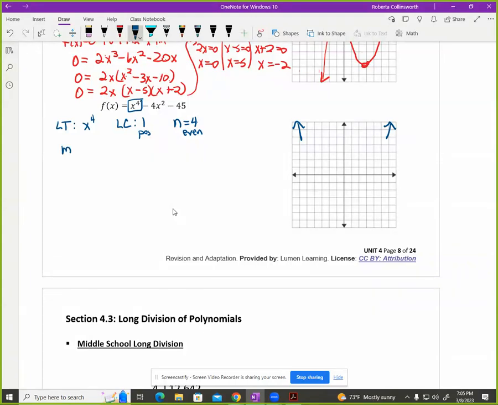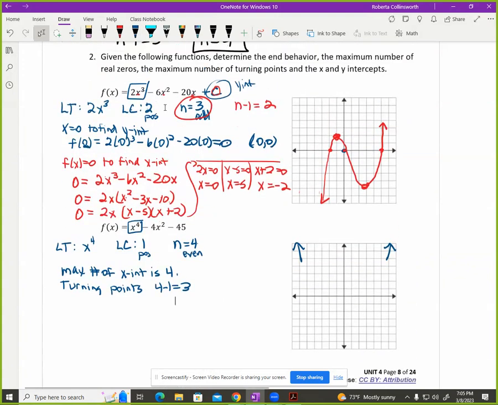Let me write this down because I didn't on the last one. Maximum number of zeros, that's the same thing as maximum number of x-intercepts, is 4. And my turning points is going to be 4 minus 1, which is 3. So that is this and this. Now I'm going to do my x and y intercepts.